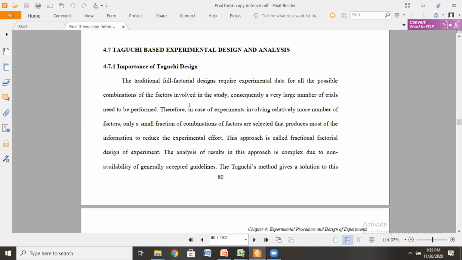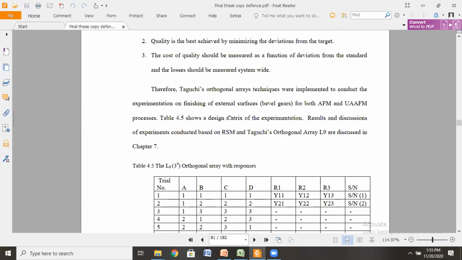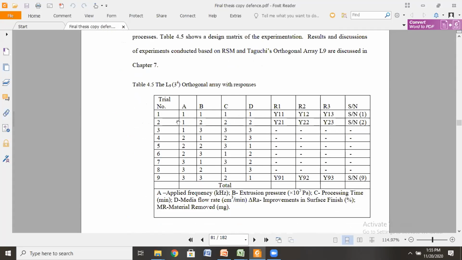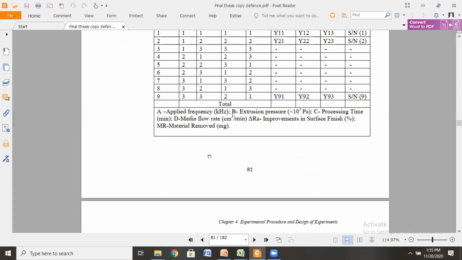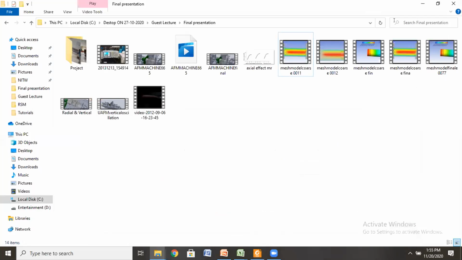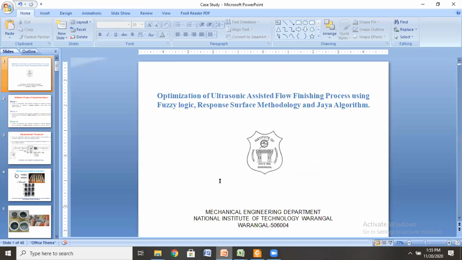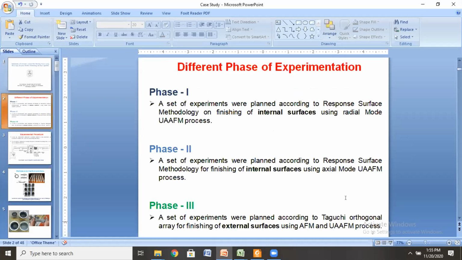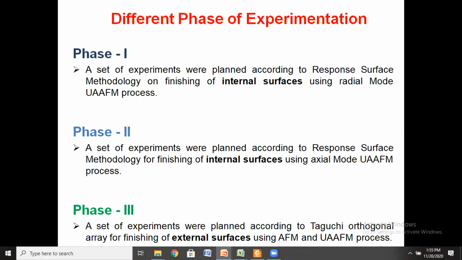I also conducted a few Taguchi analysis L9 experiments in order to explore the difference between simple AFM and UAFM. I just want to show you that design of experiment is one of the important parts played in designing my experiments. How I designed them, I will show you again in the slides.